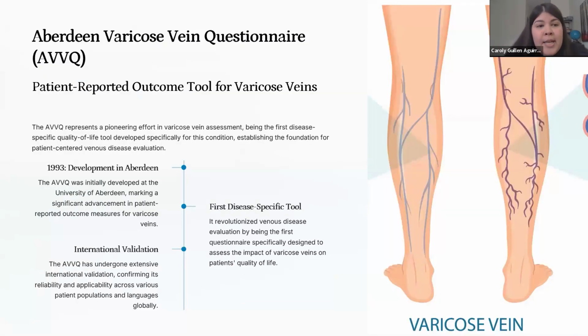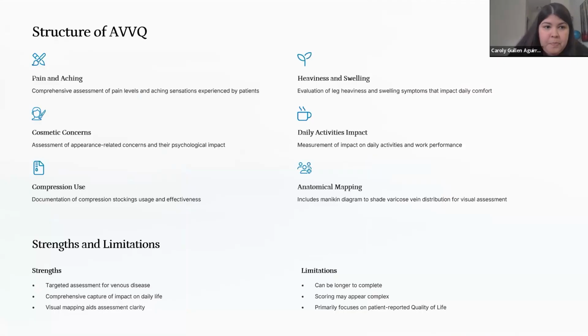We have also the Aberdeen Varicose Vein Questionnaire. It's a patient-reported outcome tool for varicose veins also. It was developed in Aberdeen in 1993. It was the first disease-specific tool, and it revolutionized venous disease evaluation by being the first questionnaire specifically designed to assess the impact of varicose veins on a patient's quality of life, and it also has international validation.